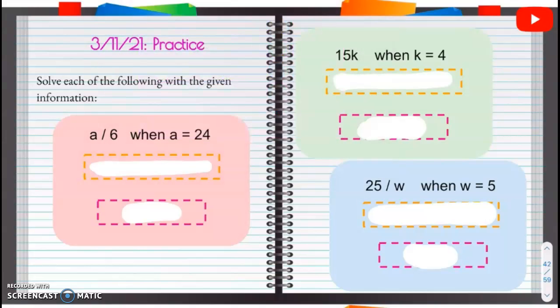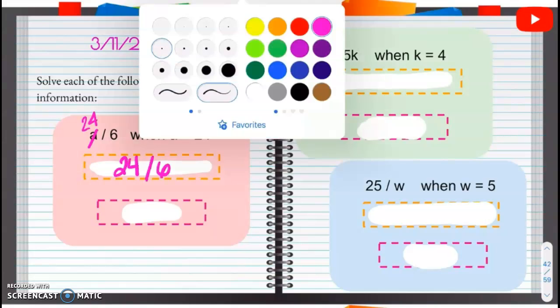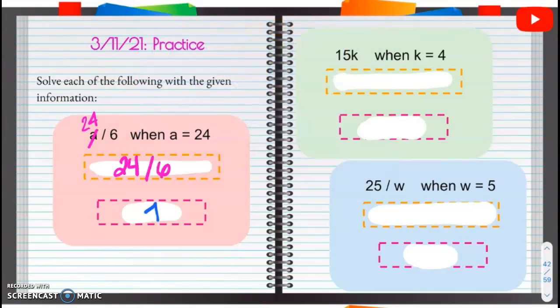So when A equals 24, we're going to do 24 divided by 6. 24 divided by 6 will be 4 because I know 6 times 4 equals 24.